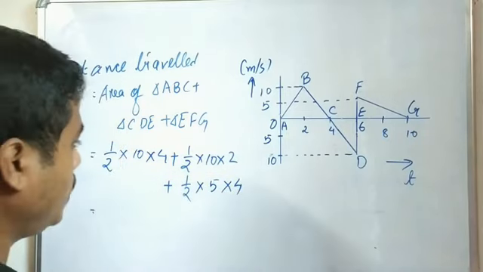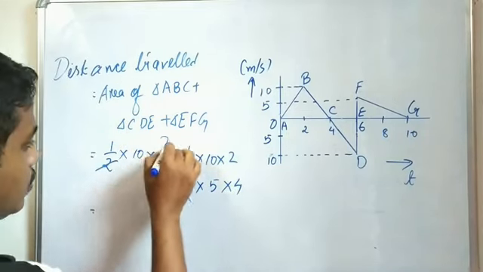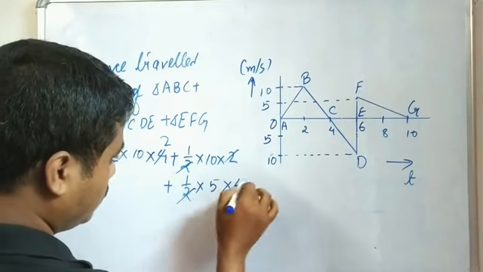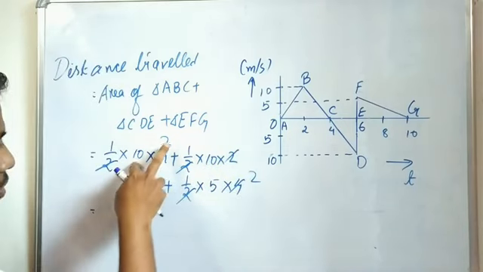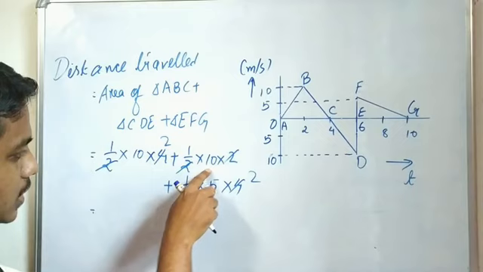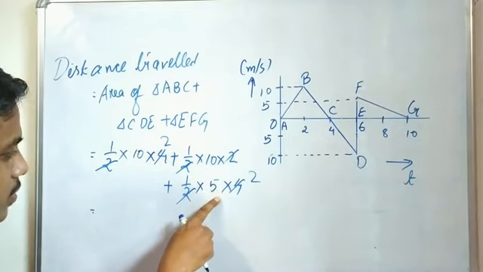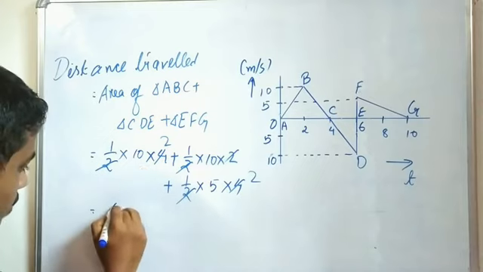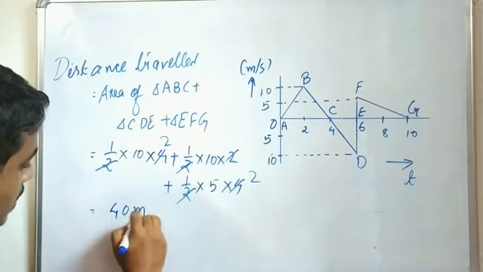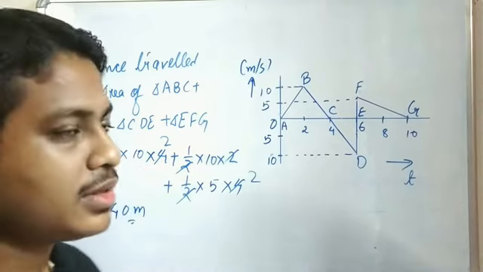So if I go on doing the calculation now, the 2 and 4 cancel, the 2 and 4 cancel, so 10 into 2 is 20, here it will be 10 and here it will be 10, so 10 plus 10 is 20, 20 plus 20 it will be 40, so it will be 40 meter. So this is the answer for this graph.